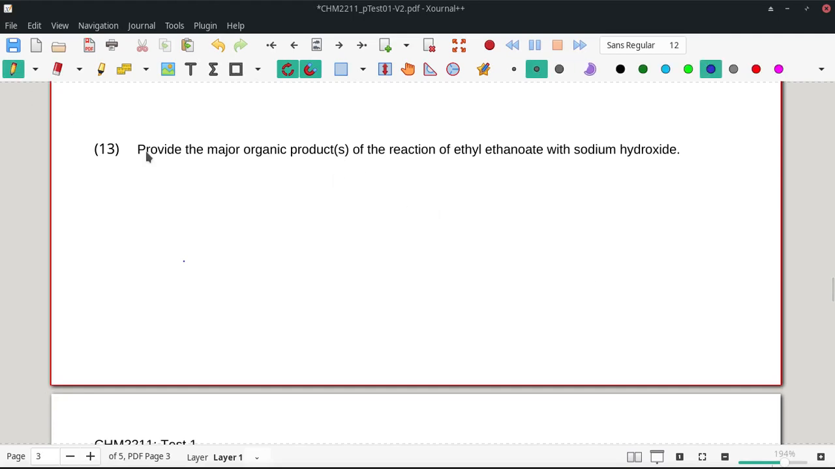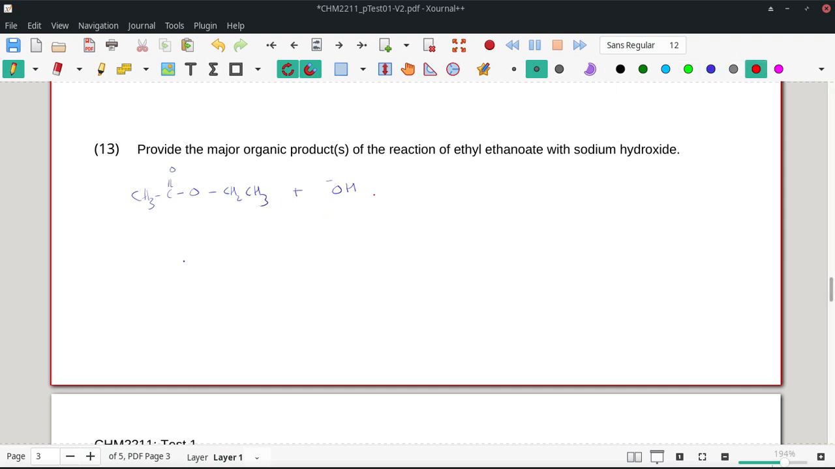Looking at question 13 here, we want to provide the major organic reaction of ethyl ethanoate with sodium hydroxide. So ethyl ethanoate is an ester. There's the ethanoate part, and ethyl puts this on here. And I'm going to react that with just hydroxide. I'm going to ignore the sodium, it is a spectator.